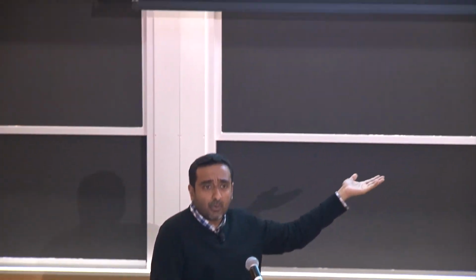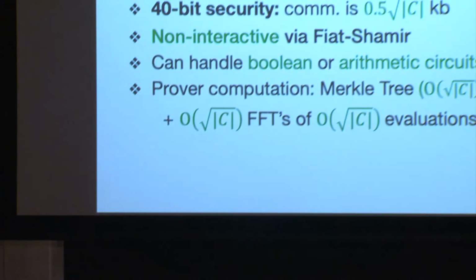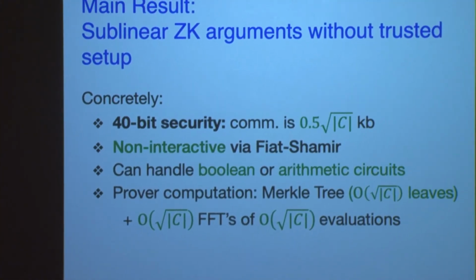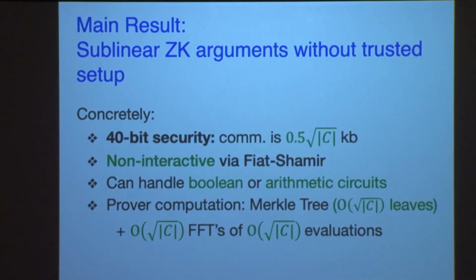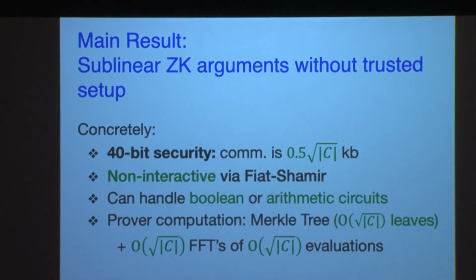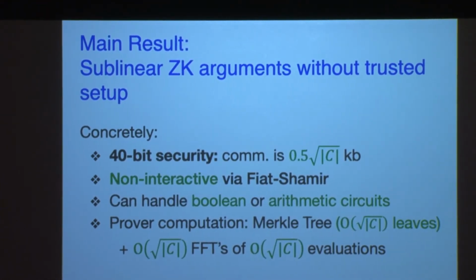I'm going to quickly give you the highlights of the zero-knowledge protocol. It's sublinear. It does not require any public key operations. If the number of multiplications in your circuit is some number n, our communication is something like square root of n times 10 kilobytes.